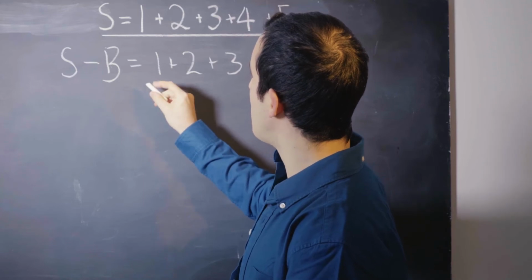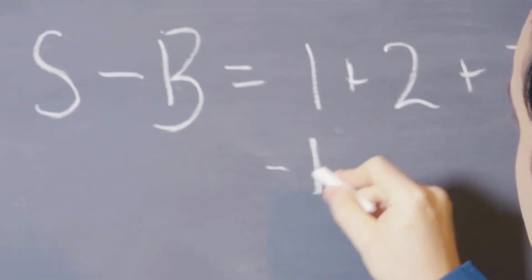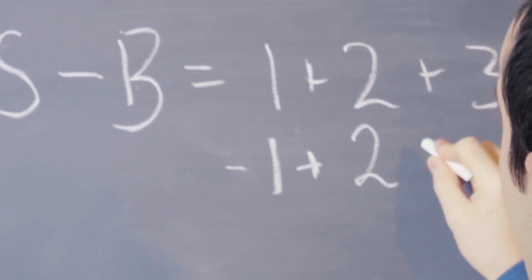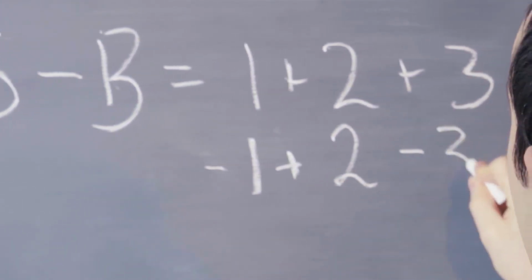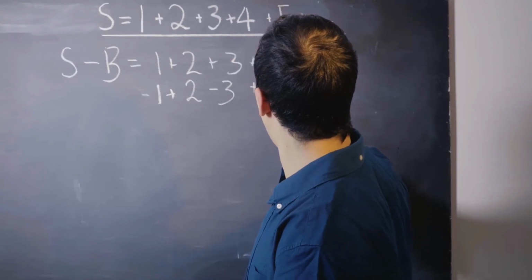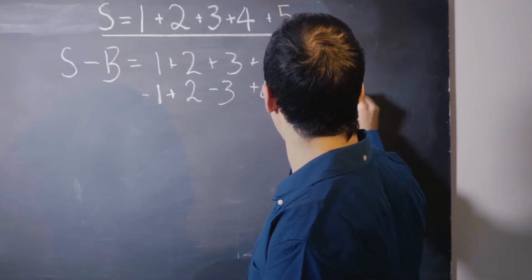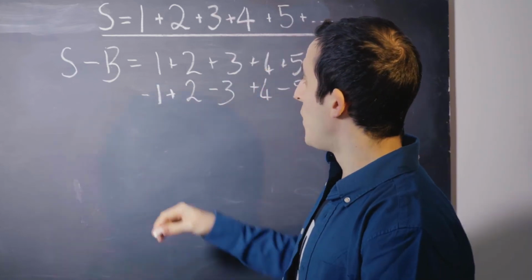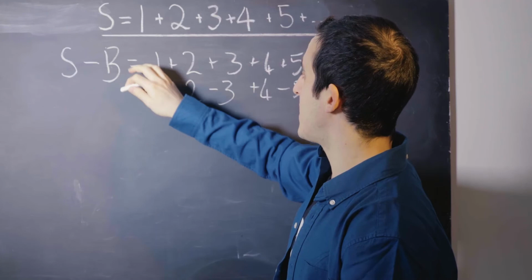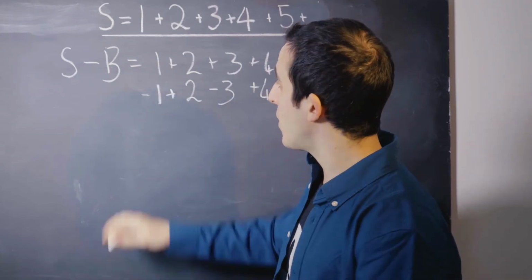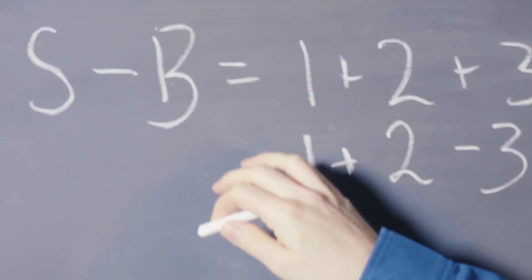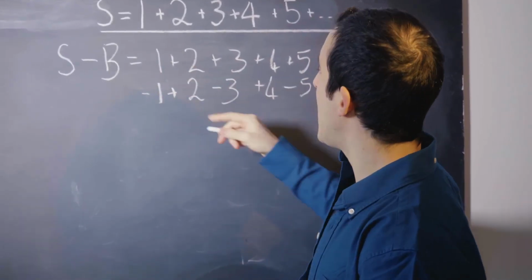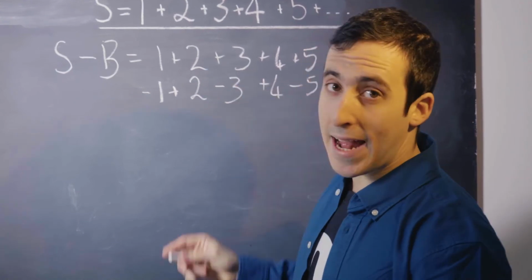So the first term in b was 1, so we're going to do minus 1. The second term in b was minus 2, so we're going to add 2. And then it alternates. So minus 3 plus 4 minus 5, and so on. Now, what are we left with? Well, we can see that every odd term in this sequence is going to cancel each other out. For every 1 we have in s, we're going to have a minus 1 from minus b. So all the odd terms cancel, and all the even terms add up.